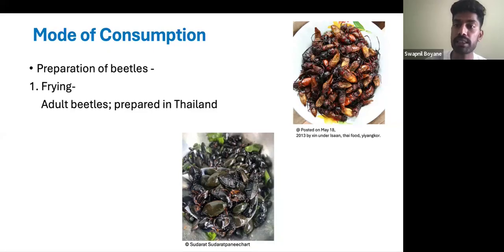With these beetles, they remove the appendages, as in legs and also elytra, so that the hard part is taken away, and what remains is just the flesh, right? And in the bottom figure on the left, you see all these aquatic beetles. They are fried using green chili or different kinds of herbs. Again, the preparation method can change based on different ethnic communities.